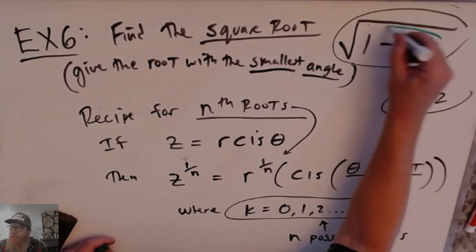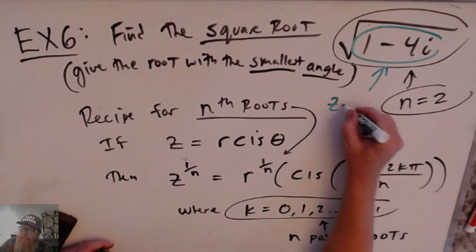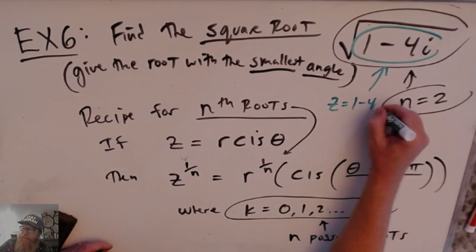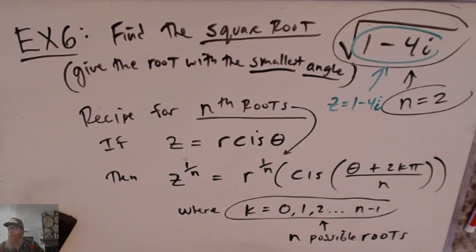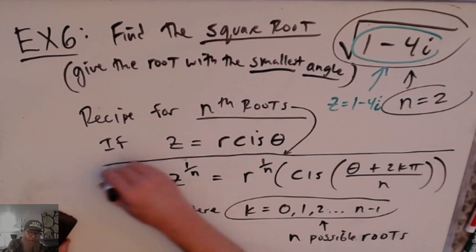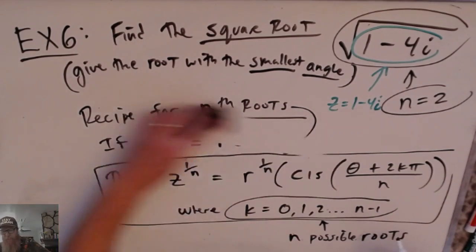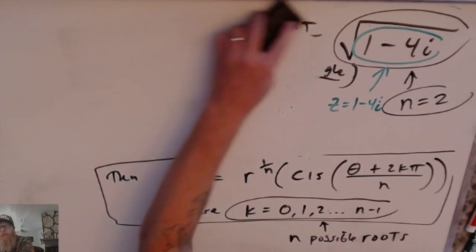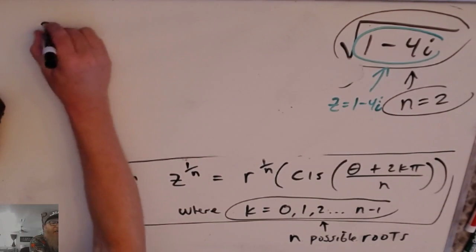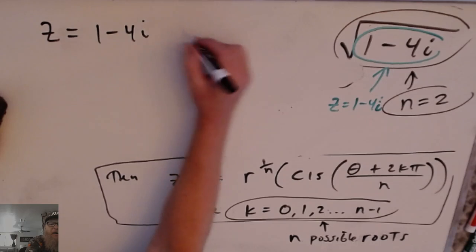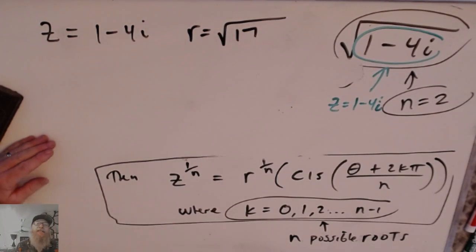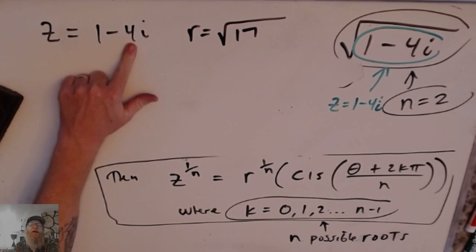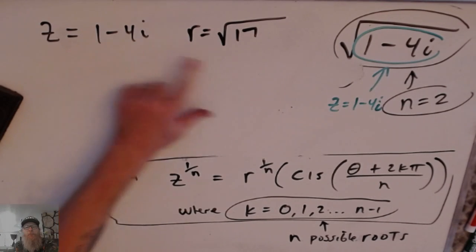So n is 2, and z is the inside of the radicand, 1 minus 4i. I used up a lot of space here, but I do need this formula, so let's see if I can work up here and keep this formula for later. So I've got z is equal to 1 minus 4i. So what's r? Square root of 17. Mental math, yeah? 4 squared, or negative 4 squared, is 16. 1 squared is 1, so 17.